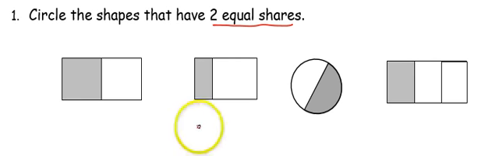Well, if I look at my first shape, it's been divided in two, and each shape is the same size. So this would be 1/2. This would be 1/2, and yes, they have equal shares, so I'll circle this.